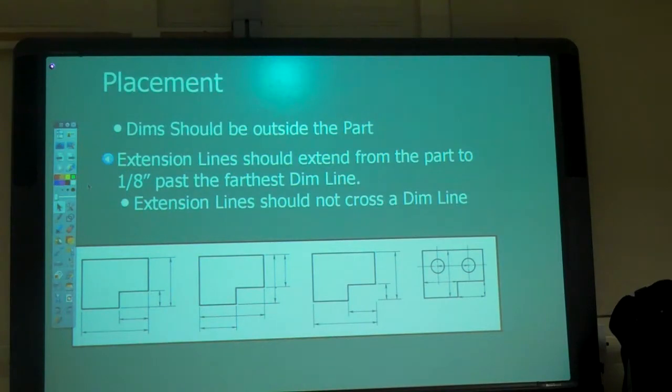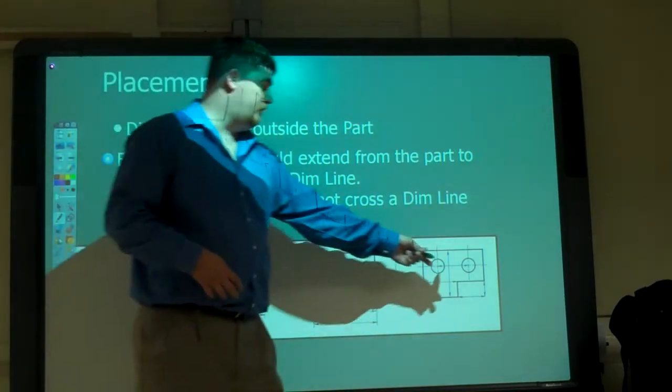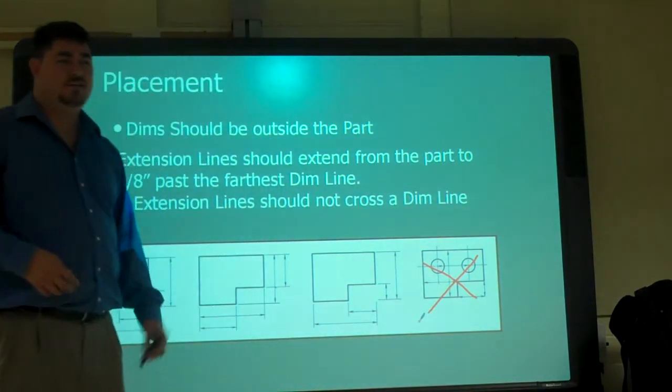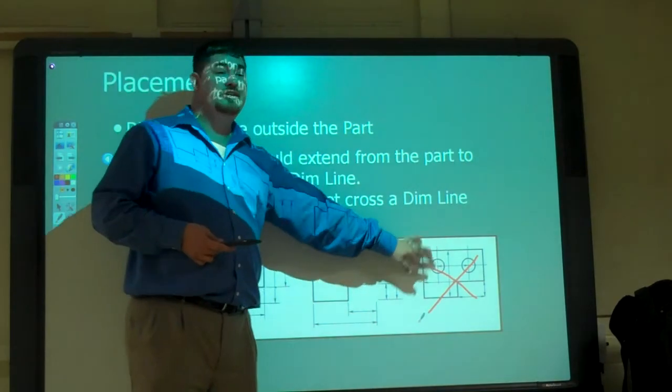Also, extension lines should not cross dimension lines. So which one of these is really bad? Which one is the worst of these? The second and the fourth. Both this one and that one are really bad, right? That one's horrible. You can't see anything on it, because the dimensions are on the part. So it's hard to see what's the part and what's the dimension.